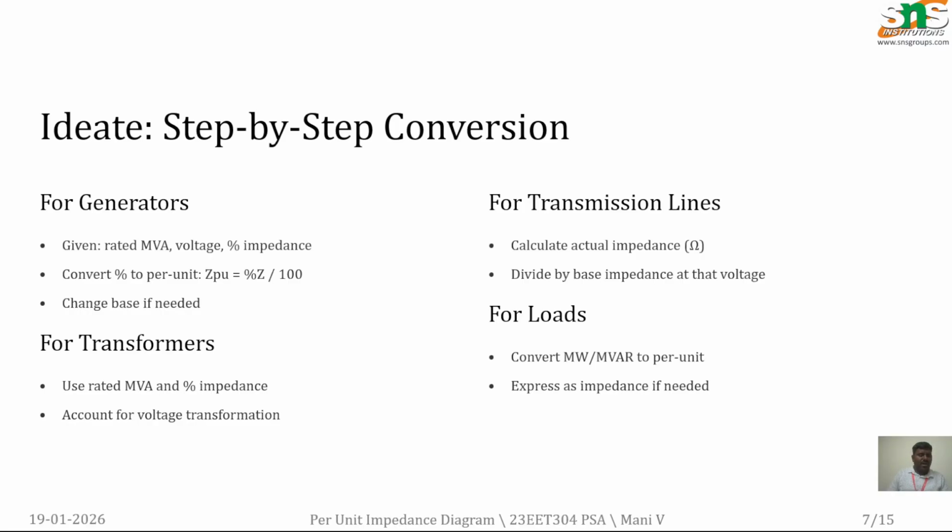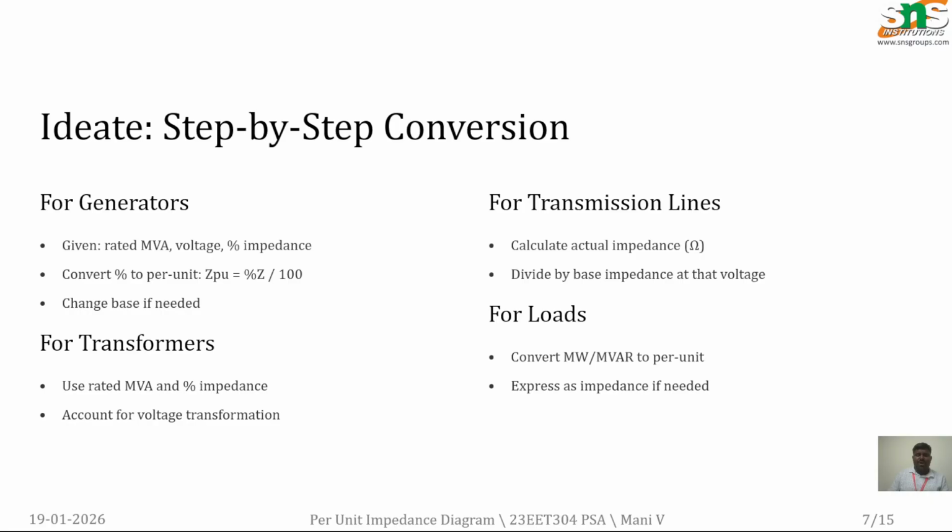And for the transformer, the rated MVA, the percentage of impedance, and the kilovolt are given. So we account for voltage transformation, and here we have to calculate the change in base kV if it is needed. And for the transmission line, in order to determine the per unit reactance or per unit impedance, the actual value is divided by the base value. So here we have to calculate the base value by using the formula.